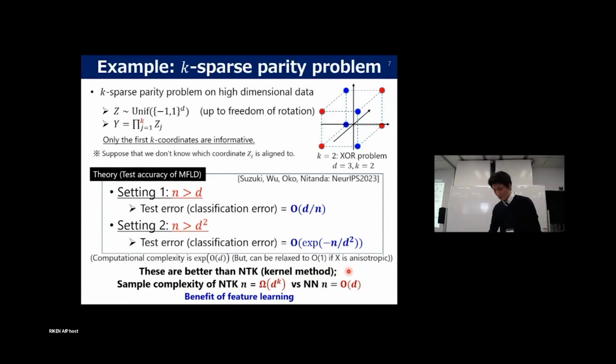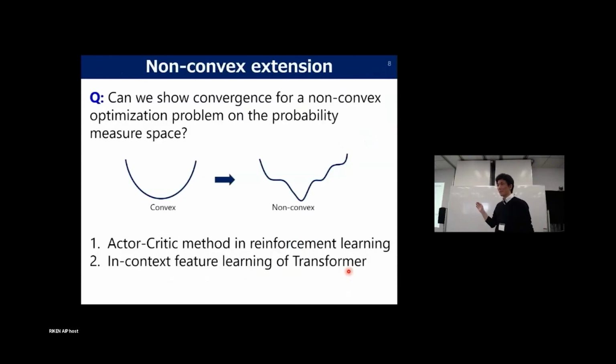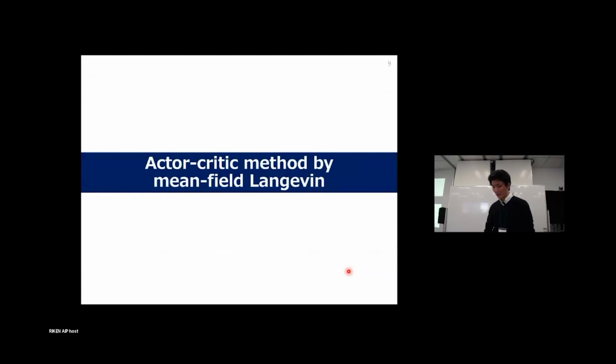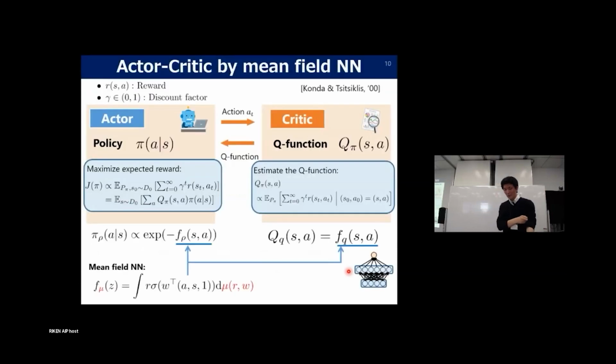Because of this, we want to apply this kind of analysis to other situations, like reinforcement learning or in-context learning, feature learning with transformers. But the problem is that the objective function is no longer simply convex. The objective function becomes non-convex, so the convergence guarantee is not so trivial. First, I want to explain our recent result on reinforcement learning.